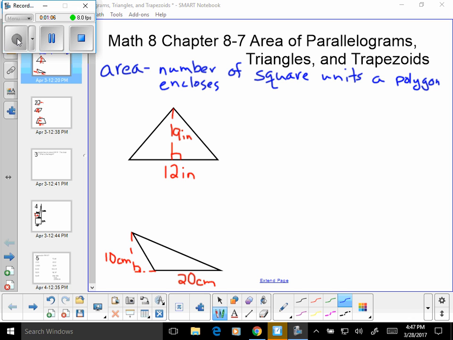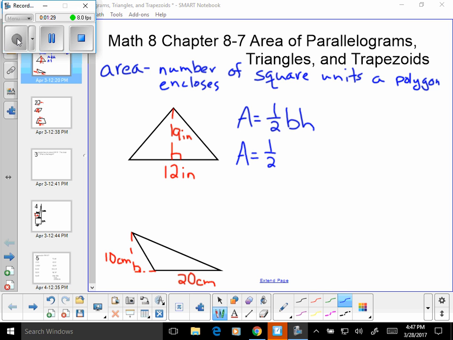All of the formulas for parallelograms, triangles, rectangles, everything is based on parallelograms, but they start with the triangle. The formula for a parallelogram is base times height. Since a triangle is 1/2 of a parallelogram, the formula for the area of a triangle is 1/2 BH.